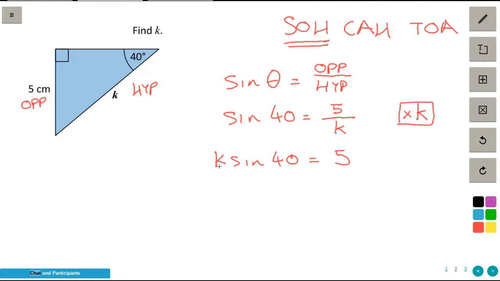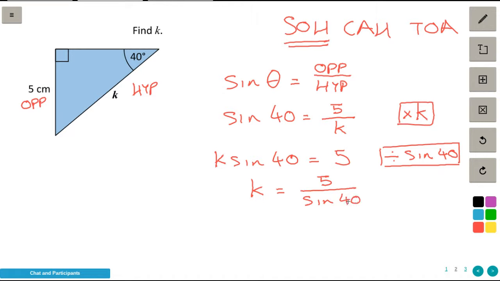We still want k on its own. It's not on its own at the moment. We've currently got this sine 40 here. So treating that sine 40 as just a number, because that's all it is, we've got k times this number. To stop k being multiplied by that number, we do the opposite. We divide by it. So we're going to divide by sine 40. That will leave us then with k equals 5 divided by sine 40.